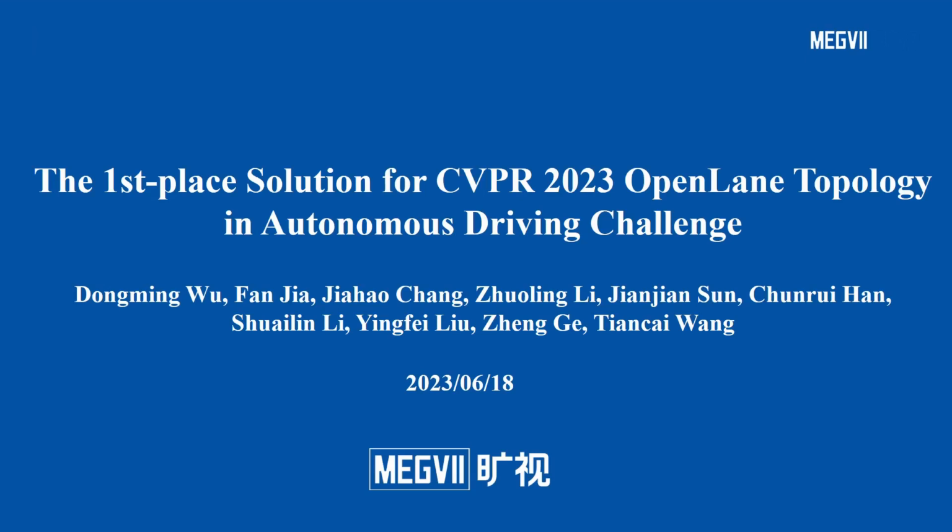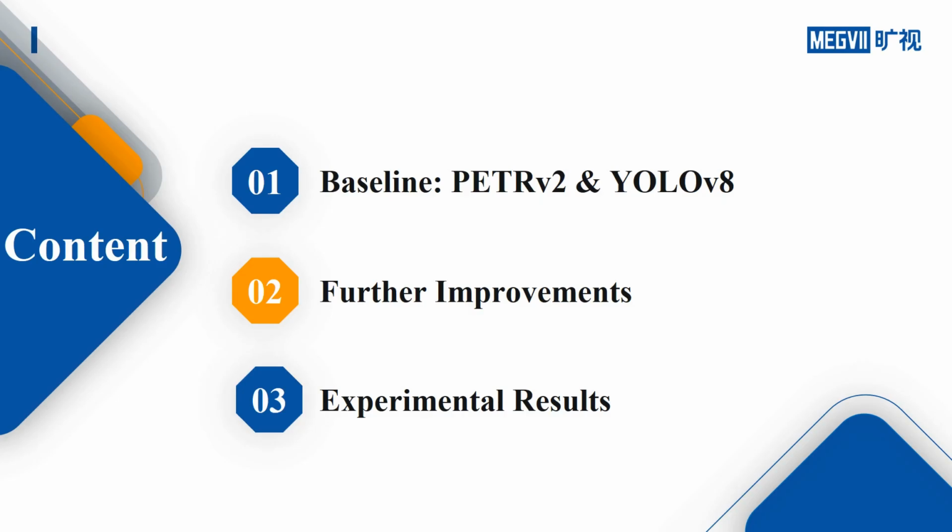Hello everyone, it's an honor for me to present the first-place solution of the OpenLane Topology in Autonomous Driving Challenge. Considering that topology reasoning is based on centerline detection and traffic element detection, we developed a multi-stage framework for high performance. I will introduce our work in 3 chapters, including baseline selection, further improvements, and experimental results.